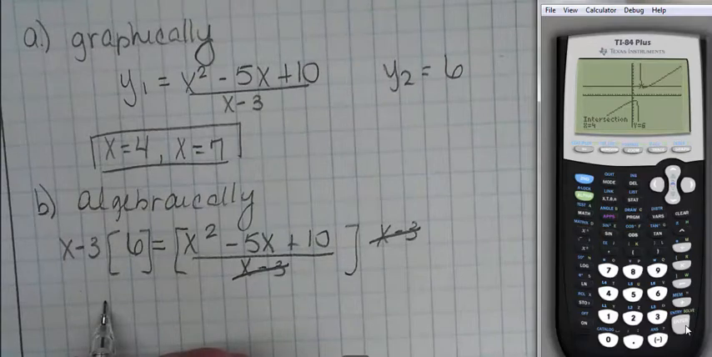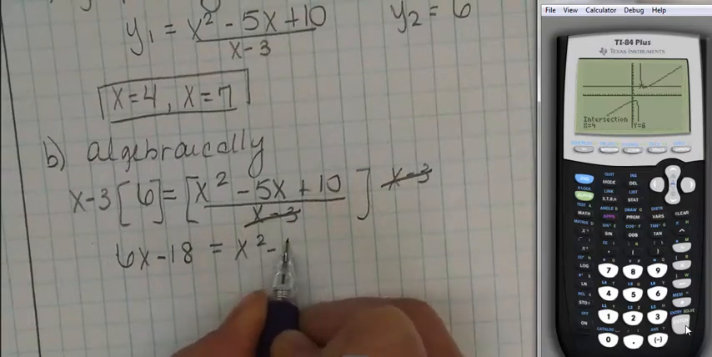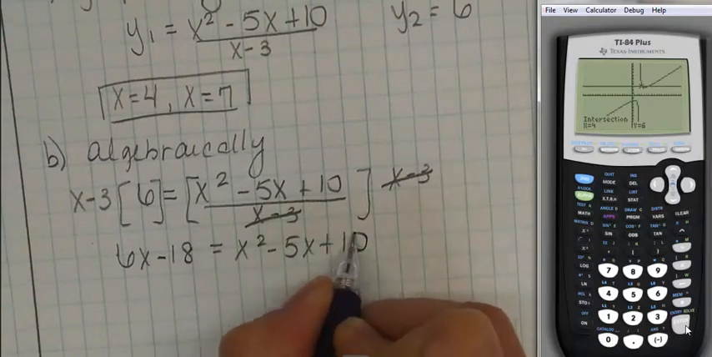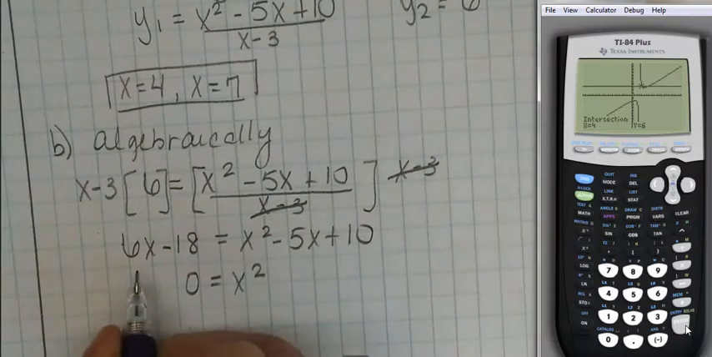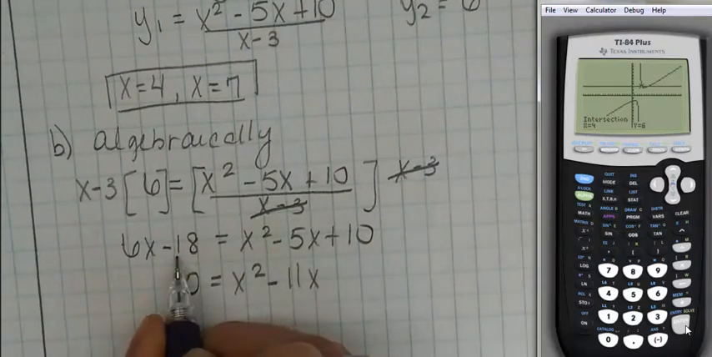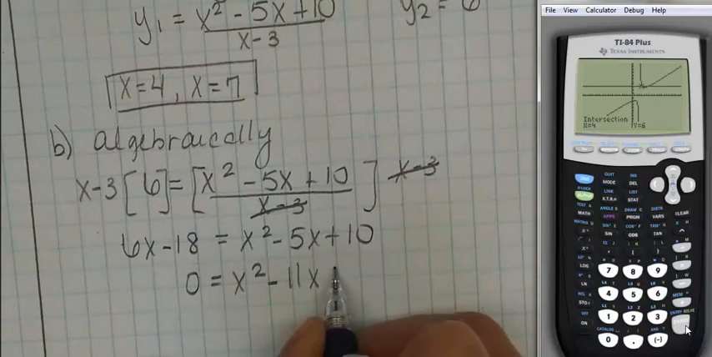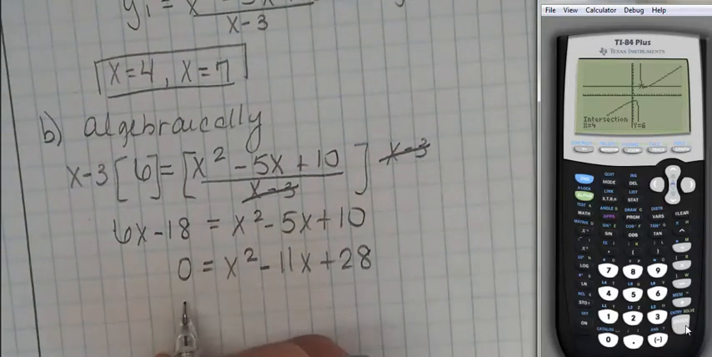So I'm going to end up with 6x minus 18 equals x squared minus 5x plus 10. I'm going to put this in standard form and solve it. So I'm going to have x squared. If I subtract 6x from both sides, I'm going to get negative 11x. And if I add 18 to both sides, I'm going to have positive 28. Now I'm going to factor.